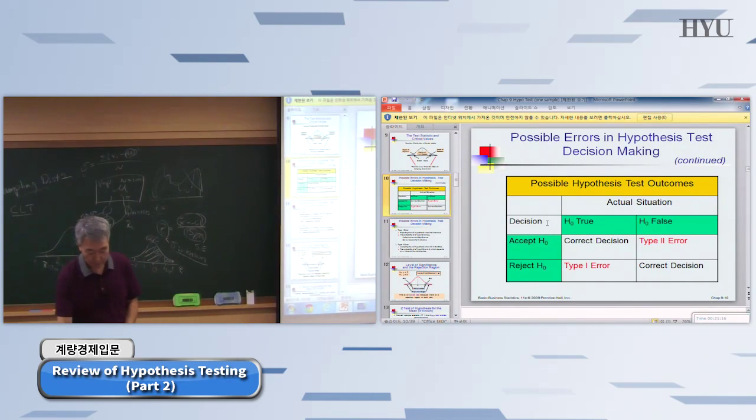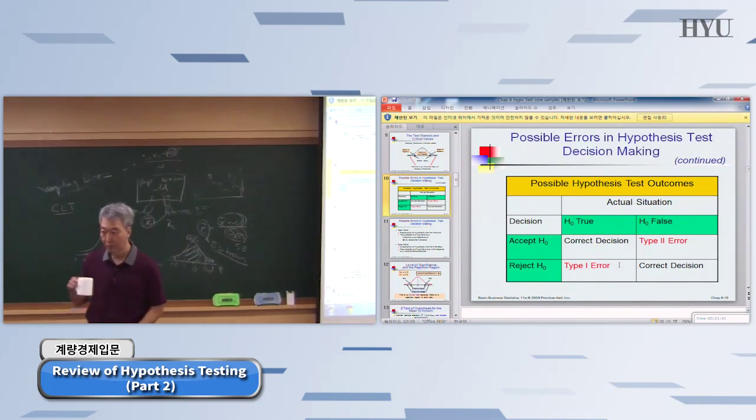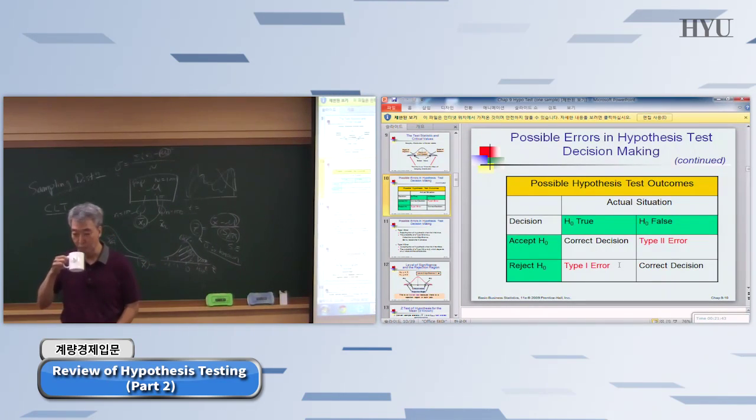So if the null hypothesis is true, then accepting is the right, or correct, decision. If the null hypothesis is false, then rejecting it is the correct decision. The other two cases are errors. We call this type 1 error, and we call this type 2 error. So what is type 1 error? Can you verbalize it? What's the concept of type 1 error?